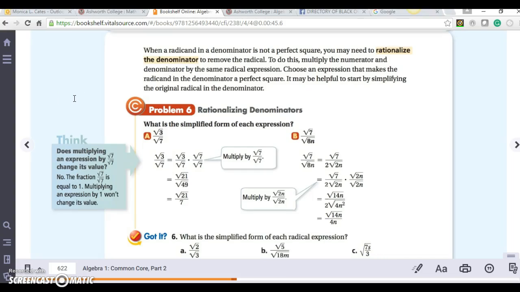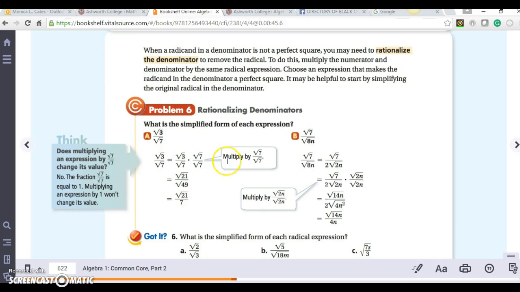Okay, let's look at problem 6. It says when a radicand in the denominator is not a perfect square, you may need to rationalize the denominator to remove the radical. To do this, multiply the numerator and denominator by the same radical expression. Choose an expression that makes the radicand in the denominator a perfect square. It may be helpful to start by simplifying the original radical in the denominator.